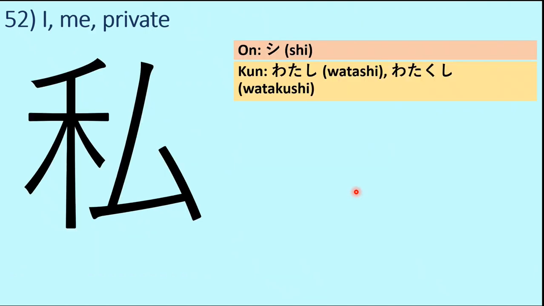Now we move on to the next character. This is once again a very, very familiar character, which represents I, me, or something private. So watashi, as we all use this numerous times. So the onyomi reading is shi, and the kunyomi reading is watashi or watakushi.